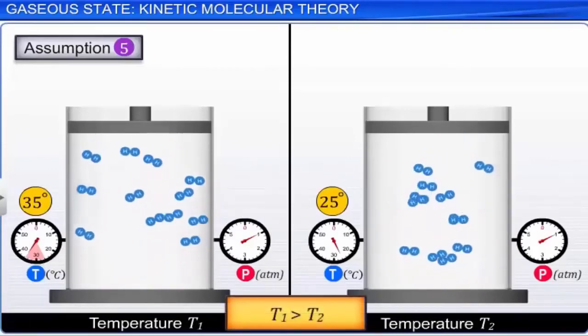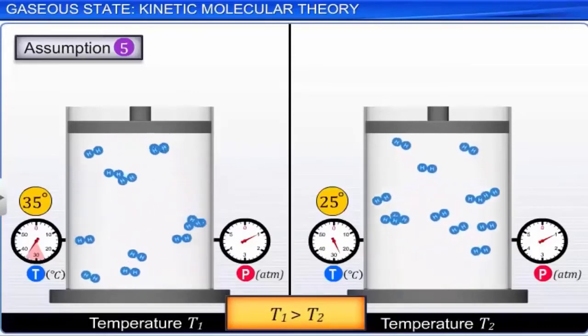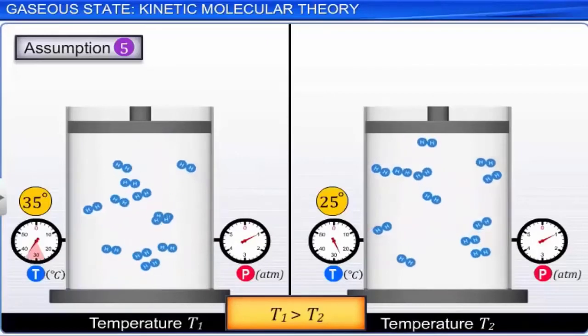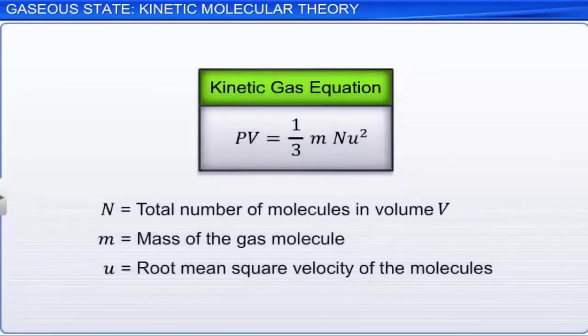Based on these assumptions, an equation for pressure of a gas is derived as PV is equal to 1 by 3 mNu square. This is called the kinetic gas equation, where N is the total number of molecules in volume V, m is the mass of the gas molecule, and u is the root mean square velocity of the molecules.